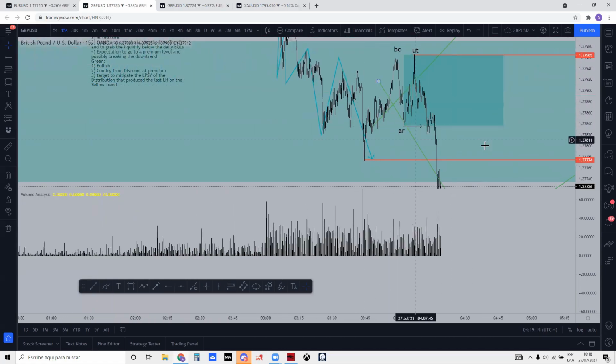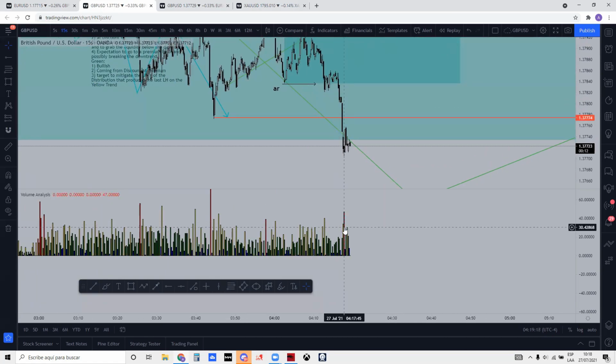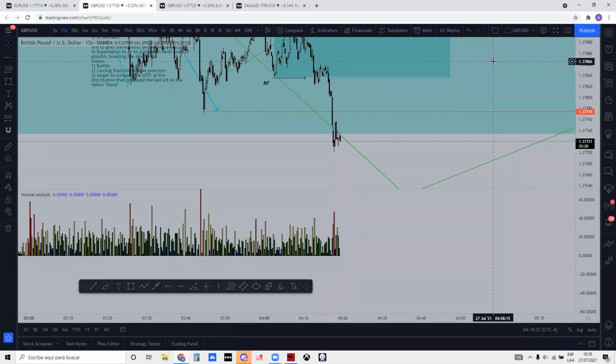So even though we have a distribution with a breakout market structure, the fact that we have high volume and price didn't go lower makes me think that this is about to reverse very soon, or at least the possibility of price reversing very soon has been increased due to this volume.